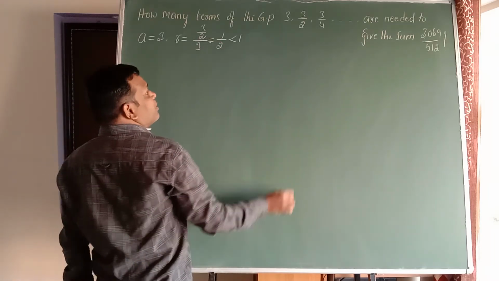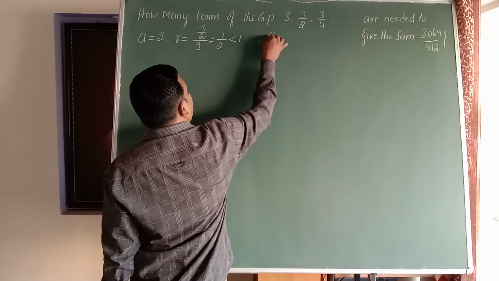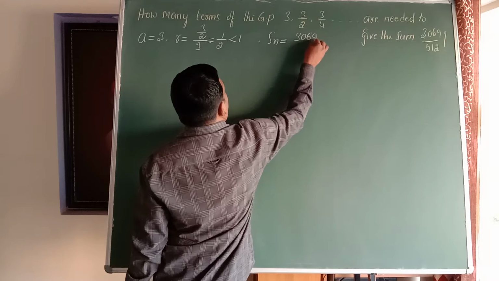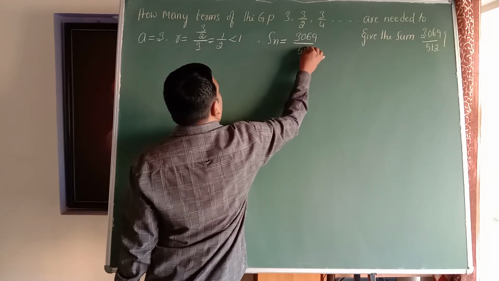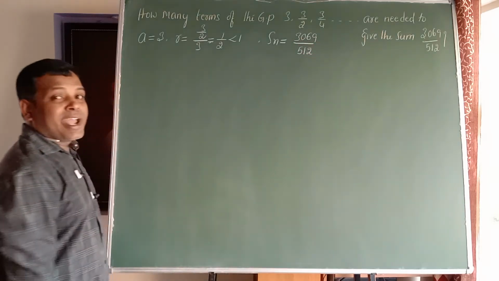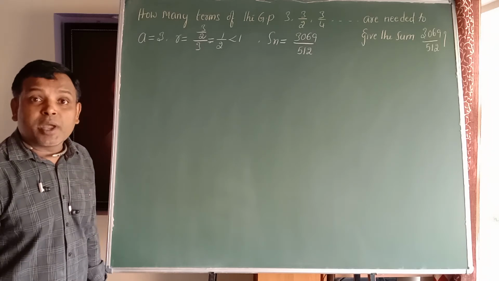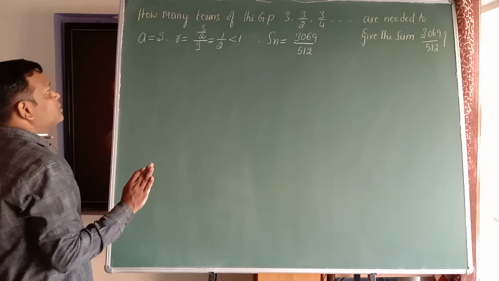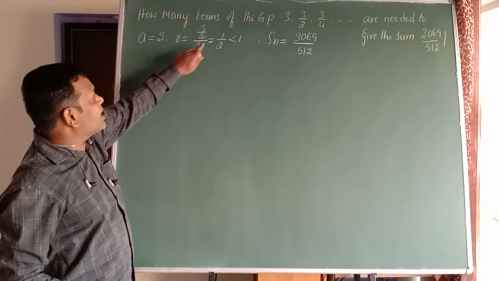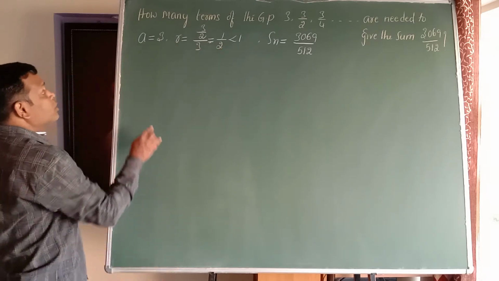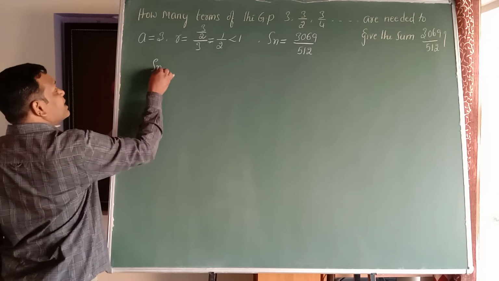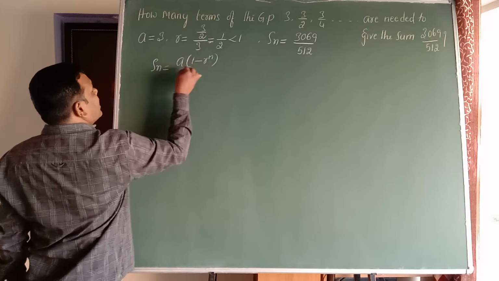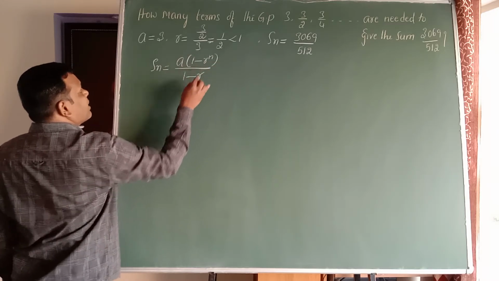Needed to give the sum Sn. What is Sn? 3069 divided by 512. Now we have to use which formula? That is the most important thing. Since the common ratio R is less than 1, we have to use the formula Sn is equal to A into 1 minus R power n divided by 1 minus R.